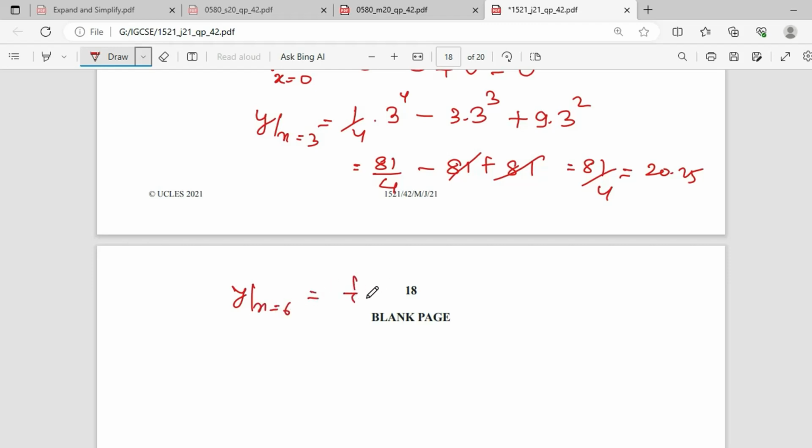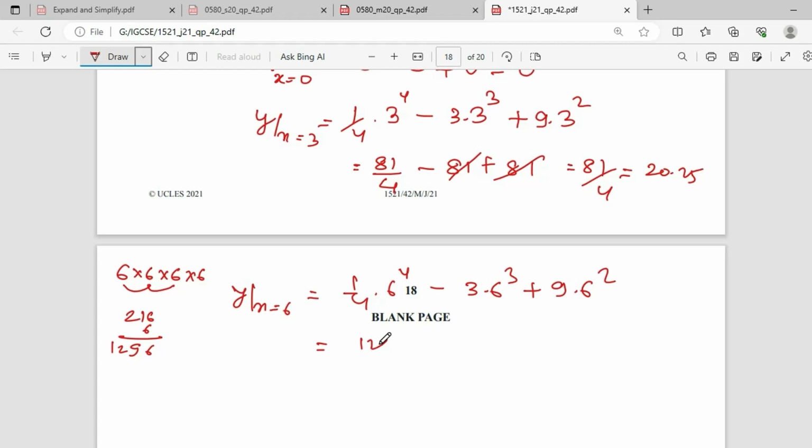1 upon 4, 6 raised to power 4 minus 3 into 6 raised to power 3 plus 9 into 6 raised to power 2. So 6 raised to power 4: 6 into 6, 36, 36 into 6, 216. If I multiply 6 into 6, 1296. So I will write here 1296 divided by 4 minus 6 raised to power 3.